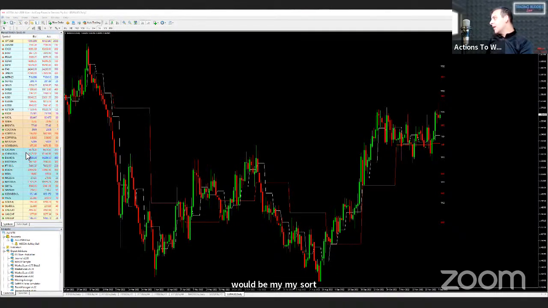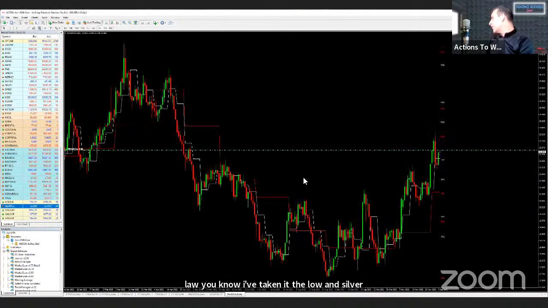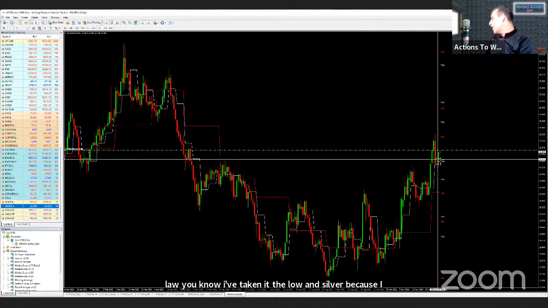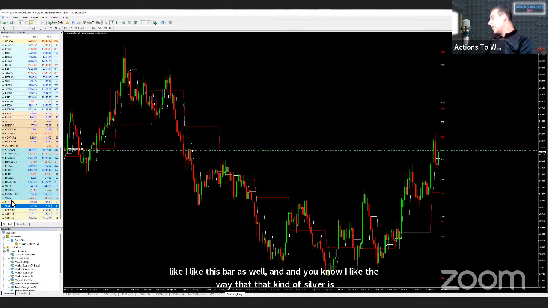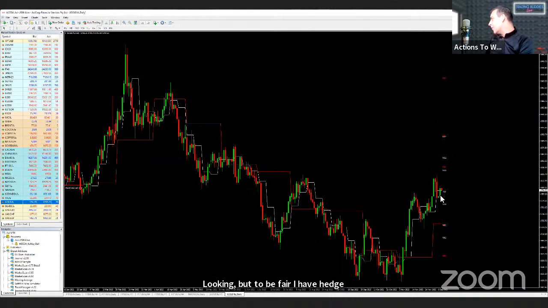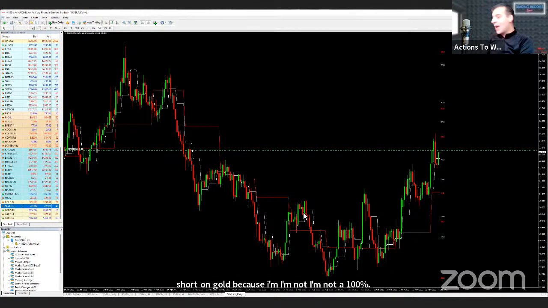But I think the key for me is that I don't really have a lot. I've taken the long on silver because I like this bar as well, and I like the way silver's looking. But to be fair, I have hedged it out with a short on gold because I'm not 100% keen on a silver long, so I'm hedging out a bit of the risk.